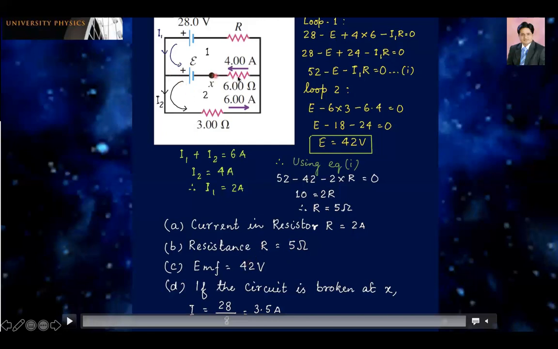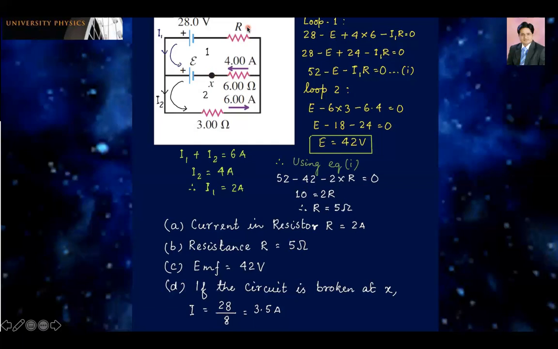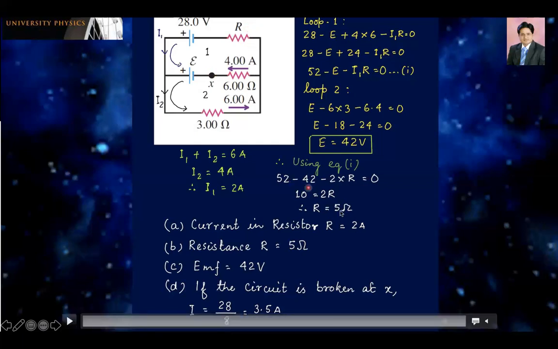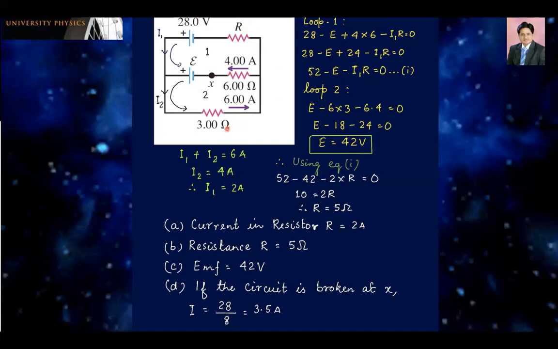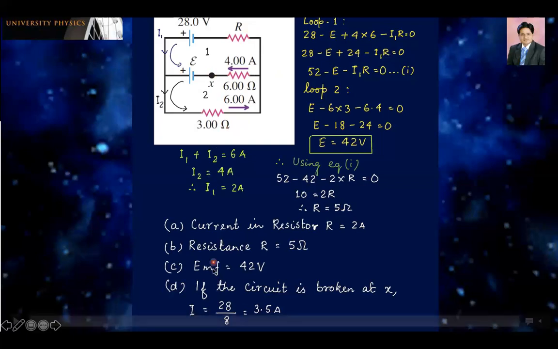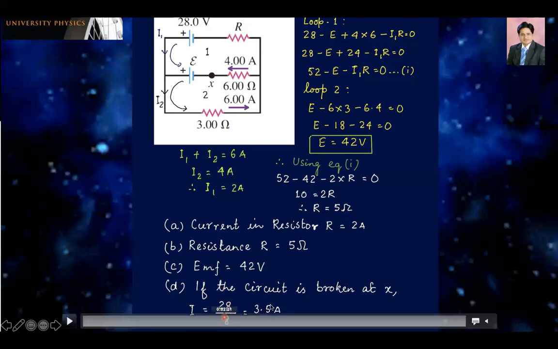If you break the circuit at X, it means no current can flow along this branch. If no current can flow along this branch, you can remove this branch completely, and you will then have a resistor 3 ohm as well as a resistor 5 ohm that you have calculated. So you add them together. The total resistance is going to be 8 ohms. And the current is V over R, which is 28 divided by 8, and that gives you 3.5 amperes.